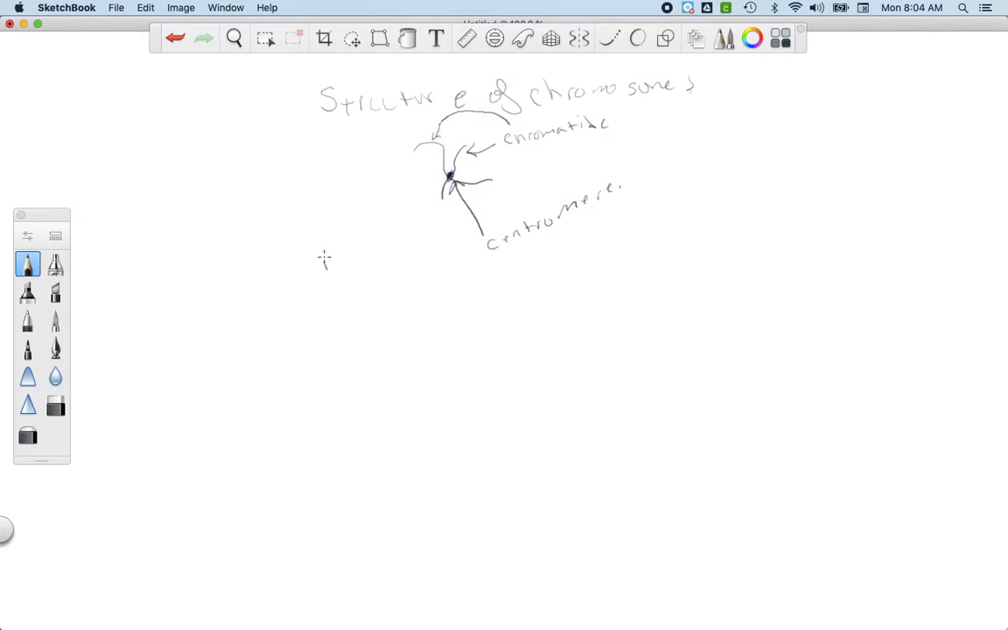This is the structure of a chromosome in prophase and metaphase. Two sisters joined by centromere. In anaphase, telophase, a chromosome is one sister. Two sisters separate because the centromere separates.